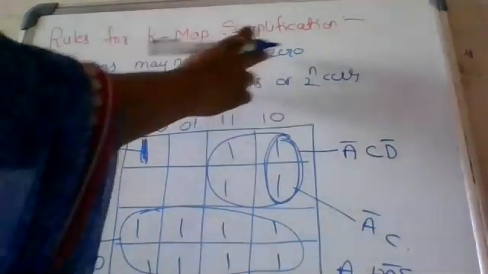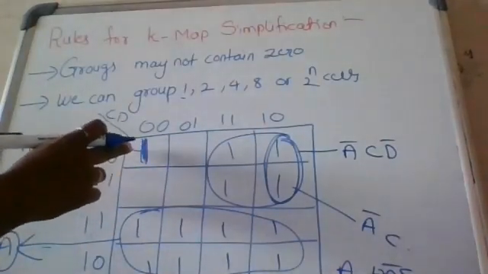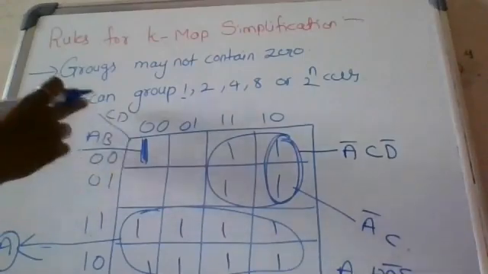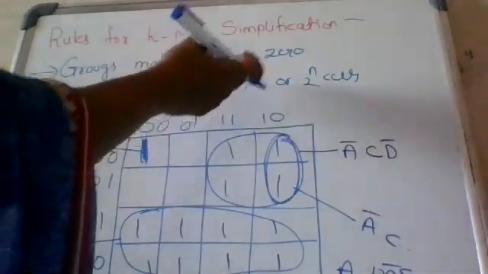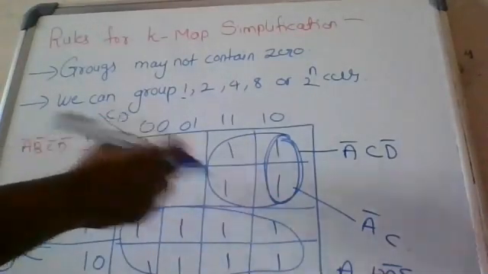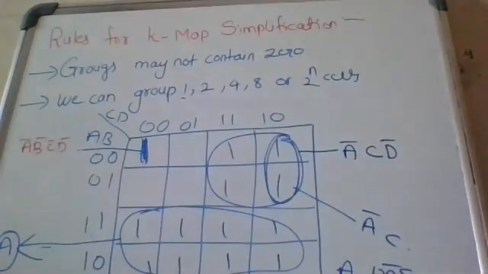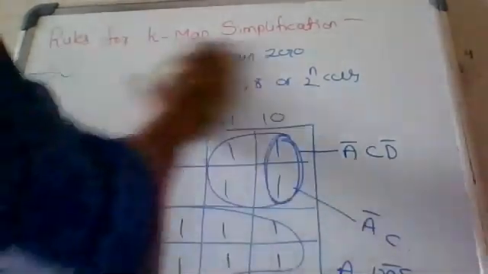So groups may not contain 0. In grouping, you take only ones, don't take zeros. We can group 1, 2, 4, 8, or 2 power n cells. That means here one single grouping, here quarter grouping, double grouping, and octant grouping. Next, third point.